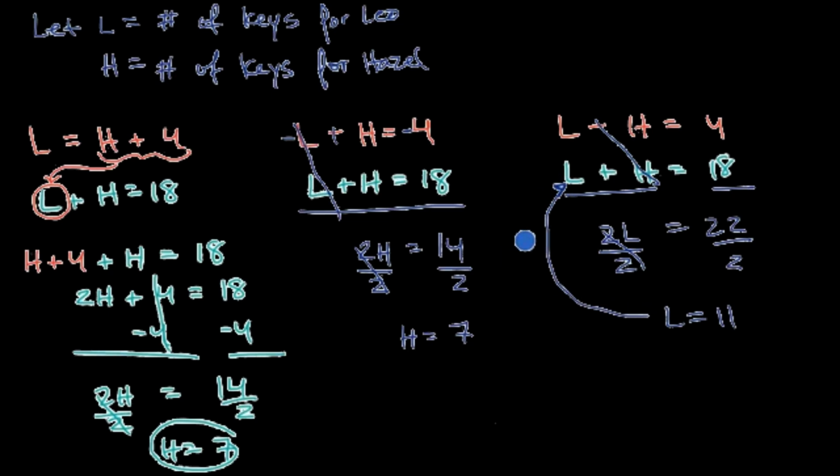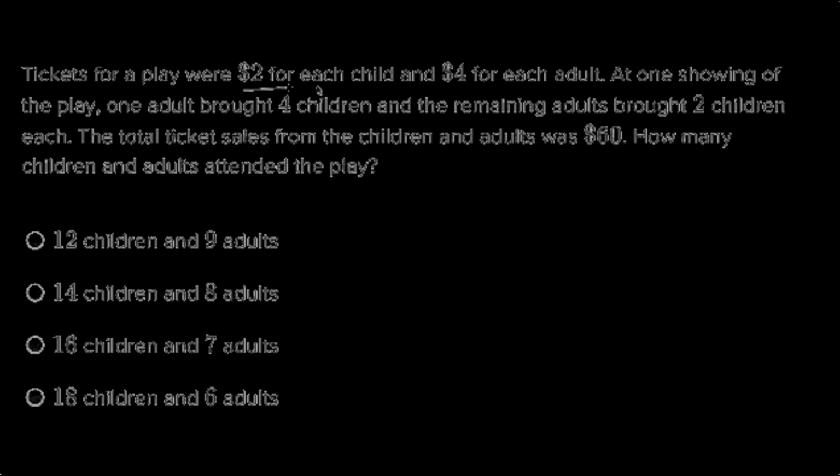Tickets for a play were $2 for each child, $4 for each adult. At one showing of the play, one adult brought 4 children, and the remaining adults brought 2 children each. The total ticket sales from the children and adults was $60. How many children and adults attended the play? All right, this is an interesting one.